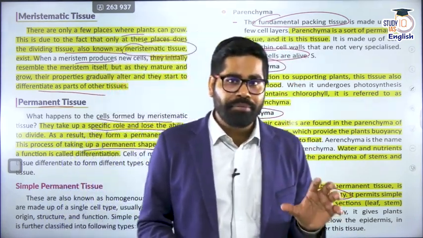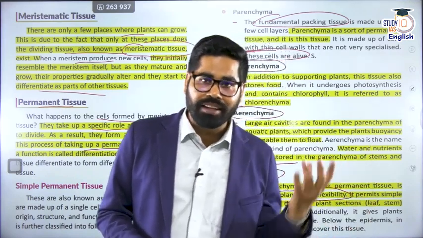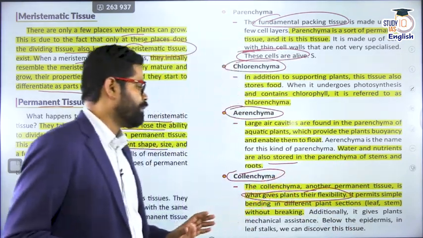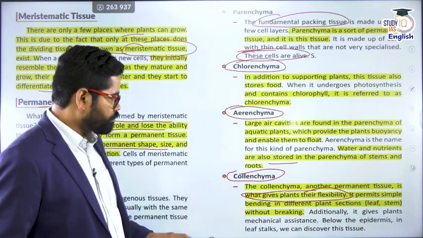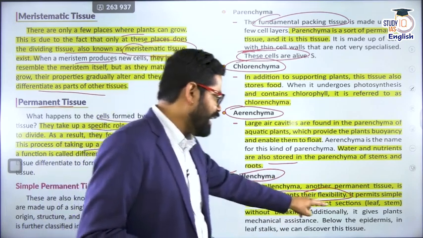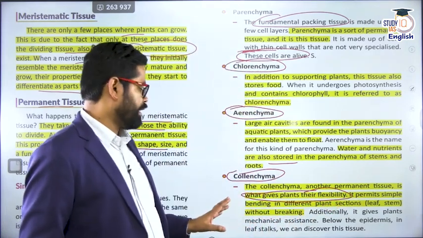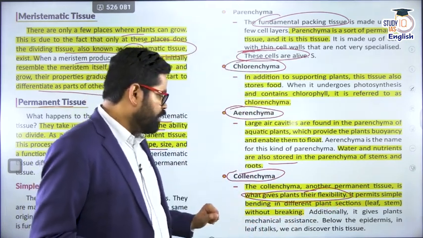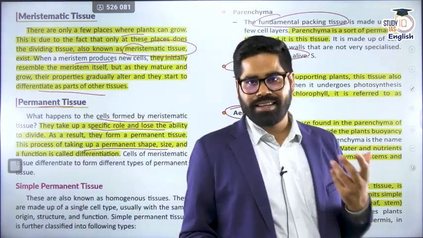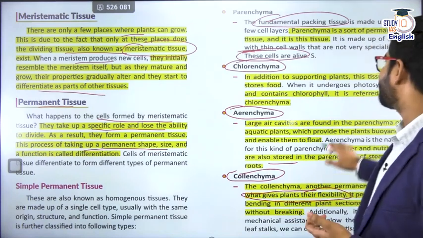So what is enabling them? What is enabling the branches of the plants to bend? That is basically our collenchyma. It permits the bending of leaf and stem without breaking, and so it gives that mechanical assistance to the plants.